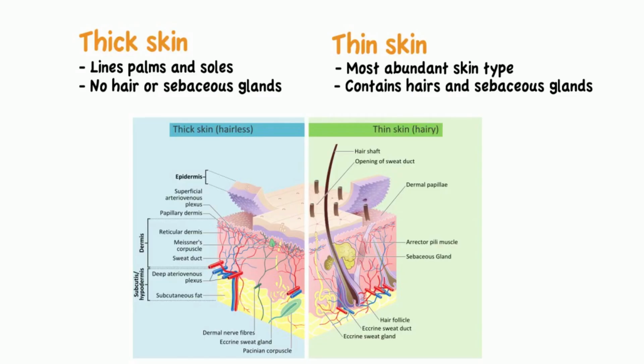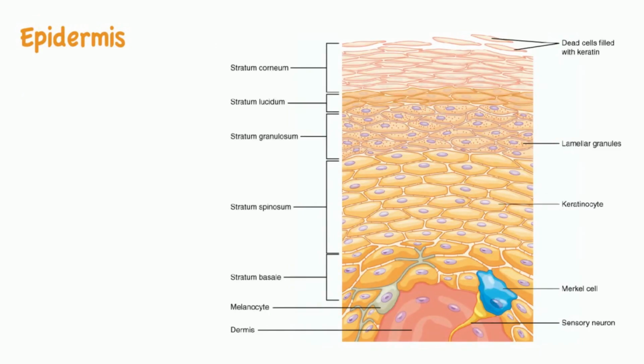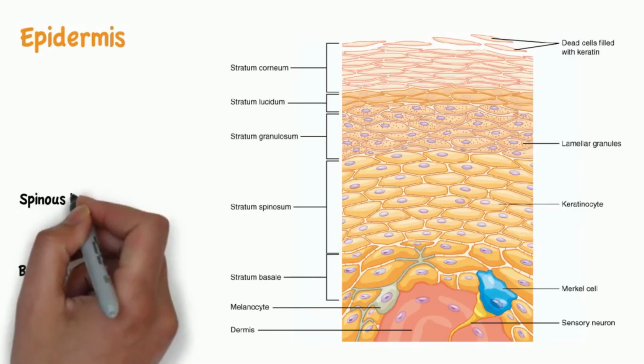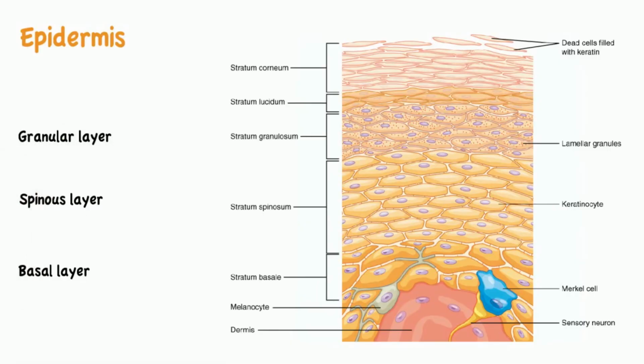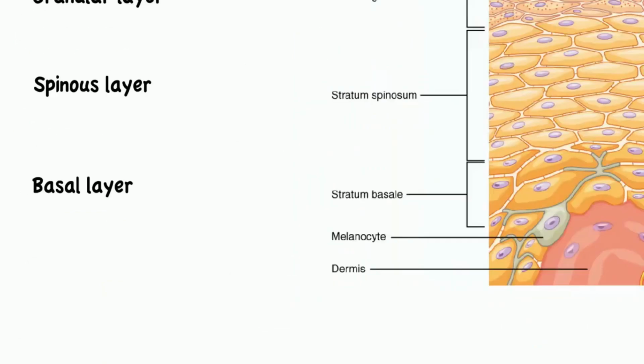These types of skin present some differences in their anatomical structures, namely the epidermis and the dermis. So, the epidermis. The epidermis itself is generally divided into 4 layers, these being the basal layer, the spinous layer, the granular layer, and the cornified layer. However, in thick skin, it may contain 5 layers, the extra layer sitting between the granular and cornified layers, this being the stratum lucidum.